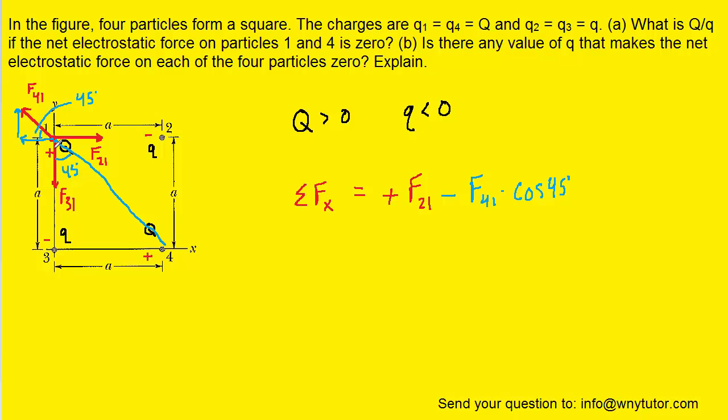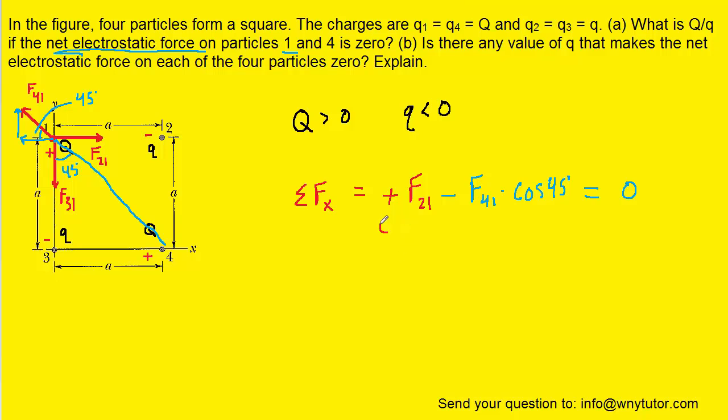And then F31 is acting exclusively in the y direction. Hopefully we can see that there is no x component to F31, so we can exclude it for the sum of the forces in the x direction. We can set these forces equal to 0. Now, how do we know that? Because the question says that the net electrostatic force on particle 1 is 0, and that means that the sum of the forces in the x direction has to be 0.